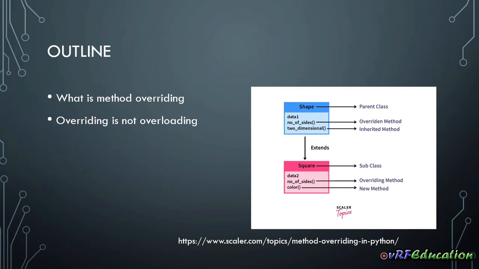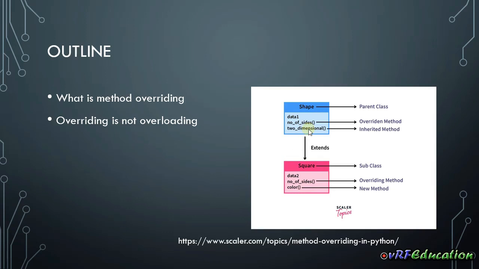When we inherit from another class, something like this diagram, we have a shape as a base class or our parent class, and we inherit from this class in a square class. Inside the shape class, we have number of side method and two-dimensional method. So when we inherit from it, we can access these two methods and call them. So when we call them through our child class, the method inside the base class will be called.